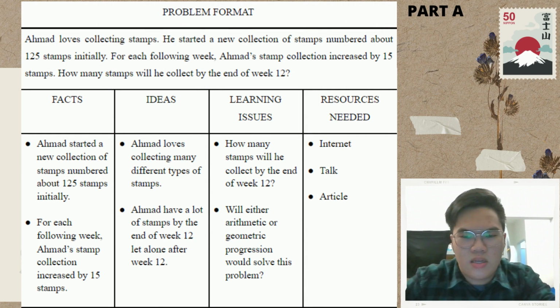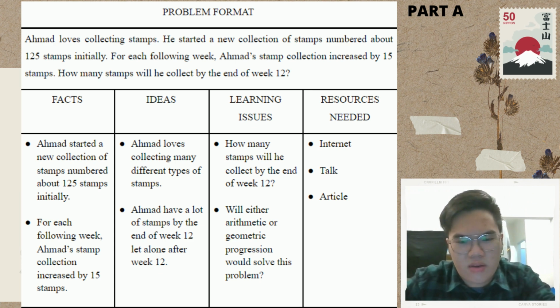Hello, my name is Delvin Yong. I will present the table regarding the first question, as previously mentioned by Tan Ning Seng. The facts we can get from the first question are that Ahmad started a new collection of stamps numbering about 125 stamps initially. The next fact is that for each following week, Ahmad's stamp collection increased by 15 stamps.